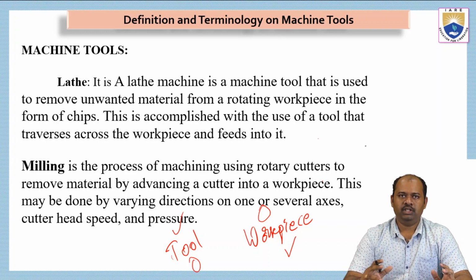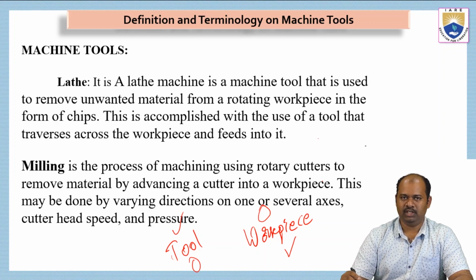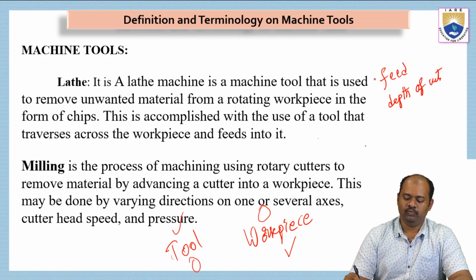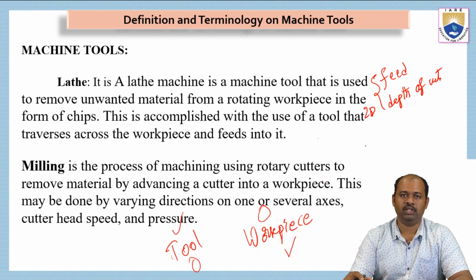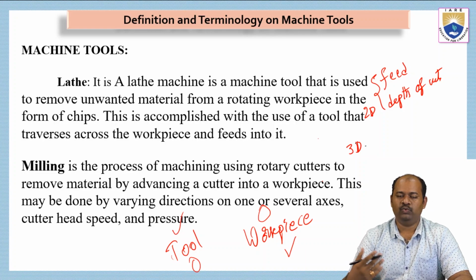Okay, in lathe machine, only two feeds, like two types of movements, can be given. One is feed and the second one is depth of cut. Which indicates two dimensions are possible. Two-dimensional motion is possible in the case of lathe machine, whereas in milling machine, we can give three-dimensional motions, which implies that we can remove the material in all the three dimensions of the metal piece or the workpiece.